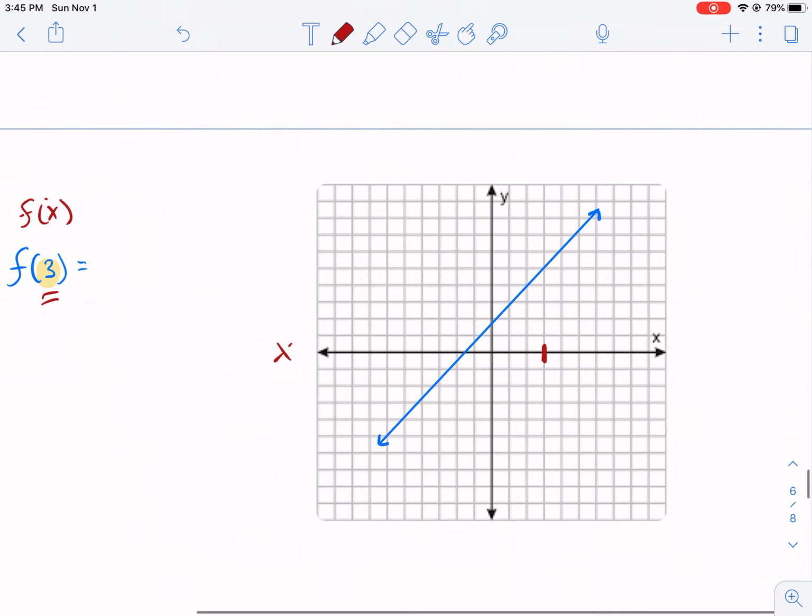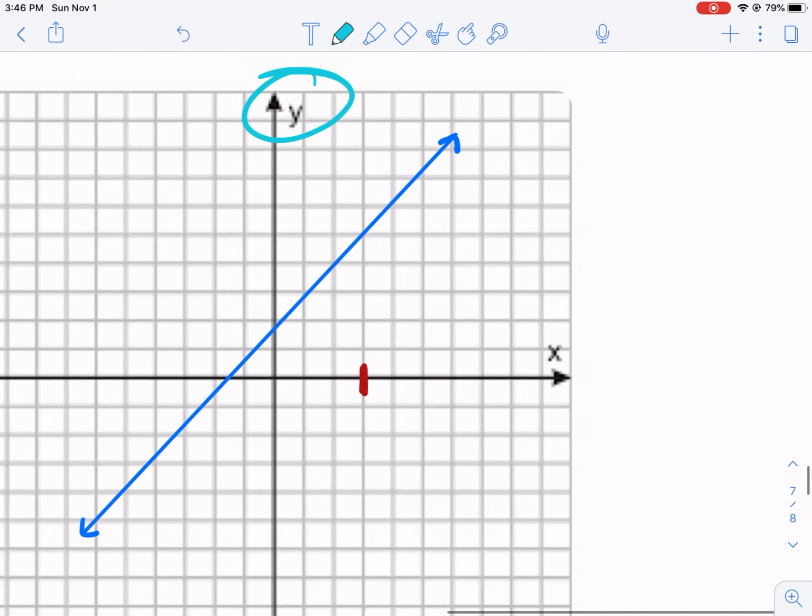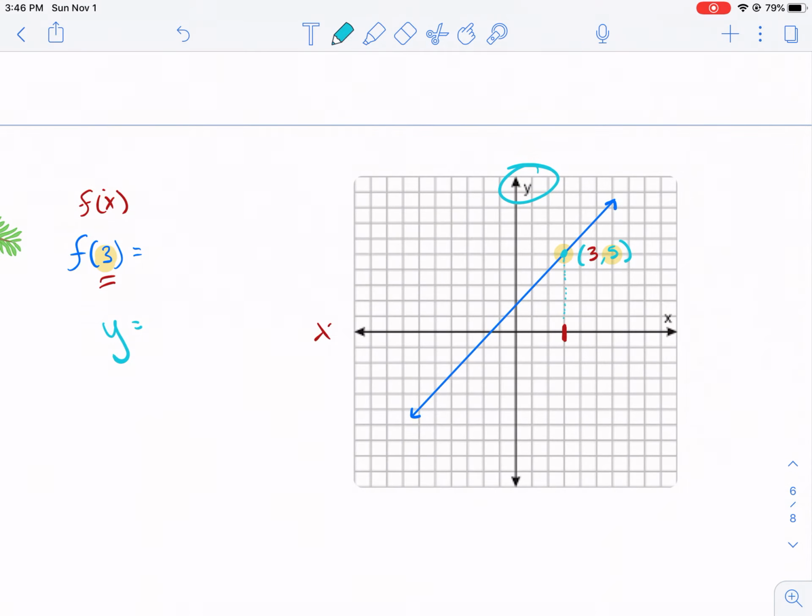Then what we're going to do is find our value, as we stated in the beginning. We're going to see what f of 3 equals, the value of the function at x equals 3. So we're basically going to look for our output, y. So we're going to go up, 1, 2, 3, 4, 5. So here is our point of intersection. This is the point (3, 5), and so 5 is our output, and that is our answer. So f of 3 equals 5, final answer.